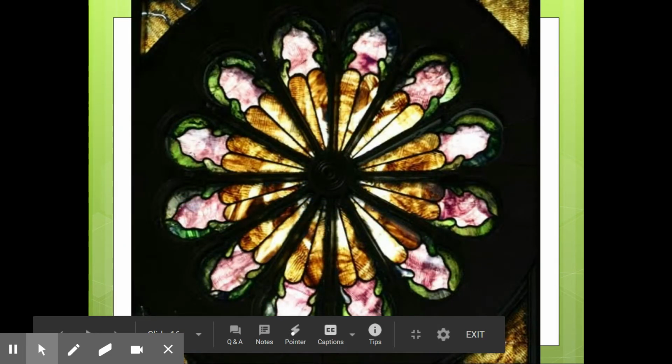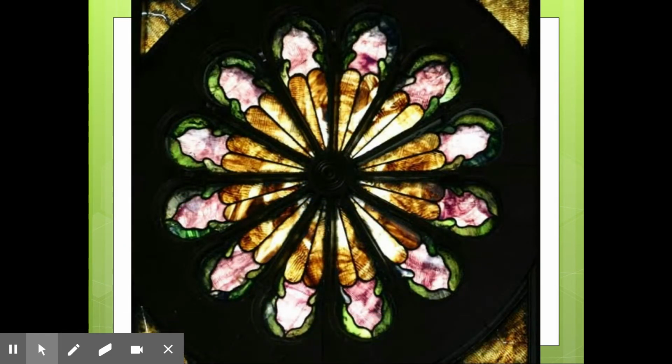In this last example, we're looking at radial balance. Again, we have a center point. All the design elements radiate out from the middle like the spokes on a wheel. Whether we divide it in half through the central point in a vertical way, a horizontal way, or a diagonal way, the result is the same. It is a mirror image of itself. So this is an excellent example of radial balance.